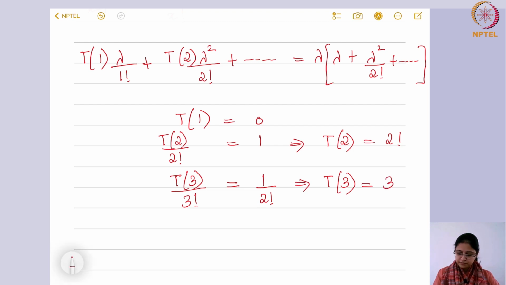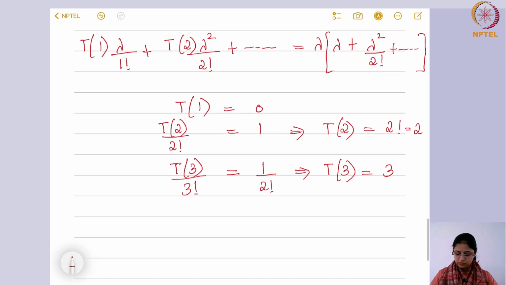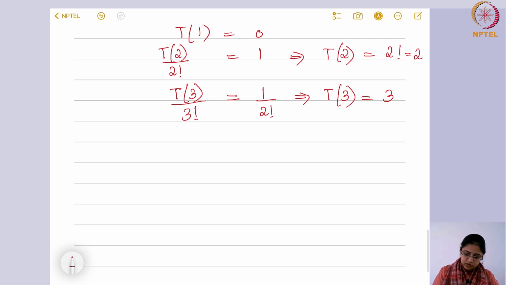So this is the same as 2 only, and so on, it will keep on going. And if I go up till, say, the rth term, tr would be r factorial over r minus 1 factorial, which is simply r.